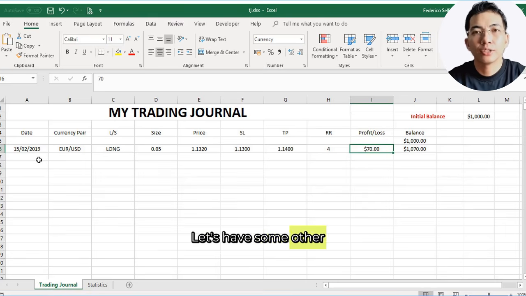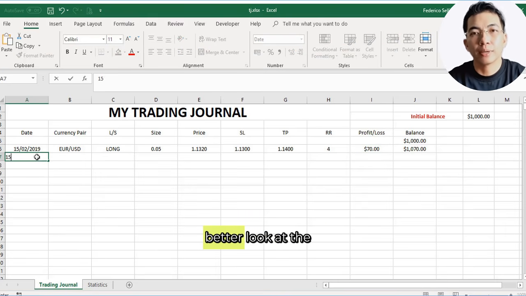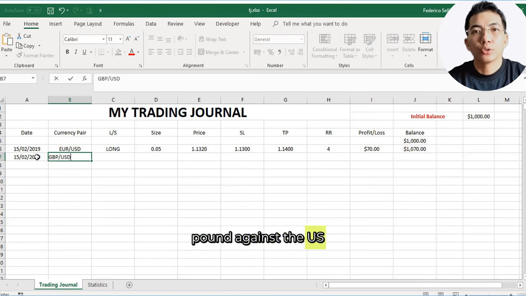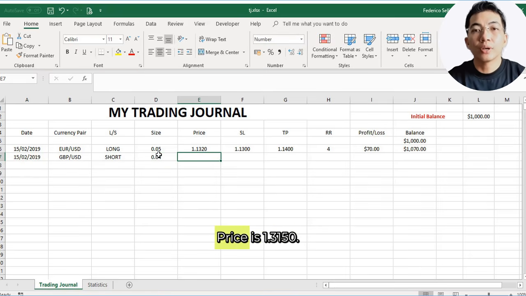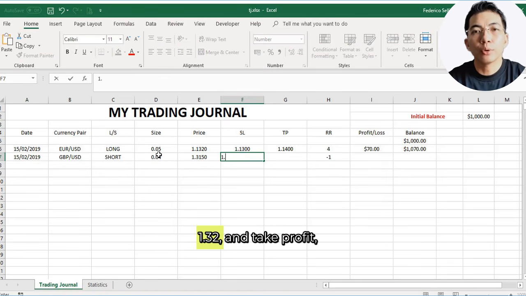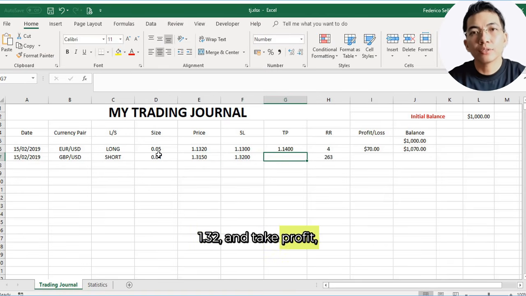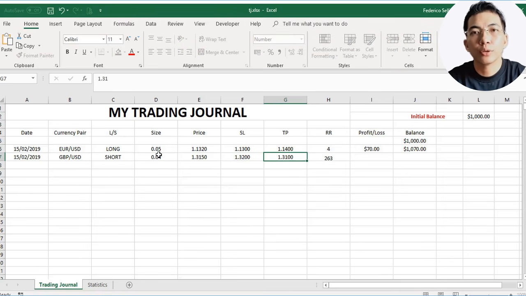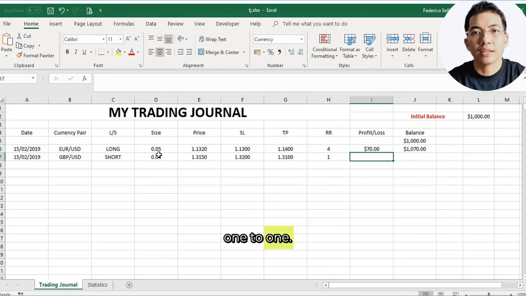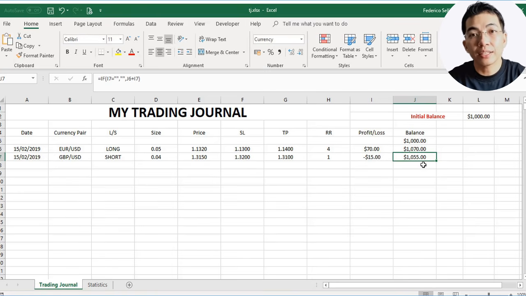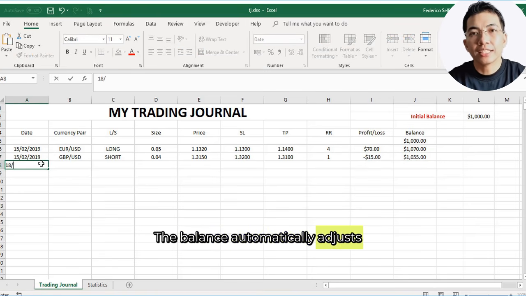Let's have some other trades as examples so we can have a better look at the statistics. Same day, this time a pound against the US dollar, we want a short position for 0.04. Price is 1.3150, stop loss let's say 1.32, and take profit same 50 pips, so 1.31. We have a risk to reward ratio of 1 to 1. This time we lose, and we lose, let's say, $15. The balance automatically adjusts here.